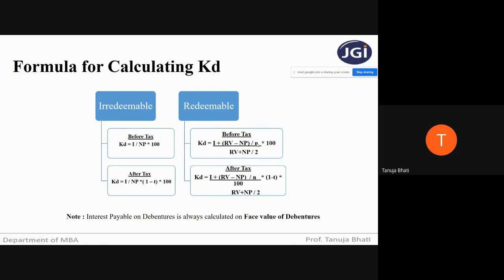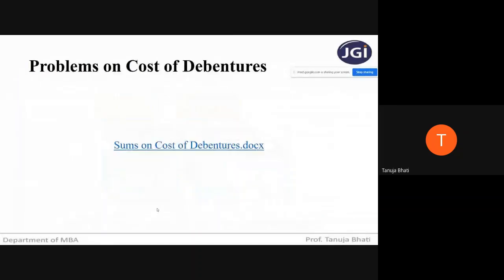So N stands for the period for which the debentures are being issued, and this is an average. RV plus NP divided by 2 is the average of what the company has received and what the company is paying. Next, after tax, the formula remains the same. All you need to do is multiply the entire formula by 1 minus t, because tax is involved, and the rest of the formula remains the same. So this was a quick revision of all the formulas necessary for calculating KD. Now let us move ahead to problems.